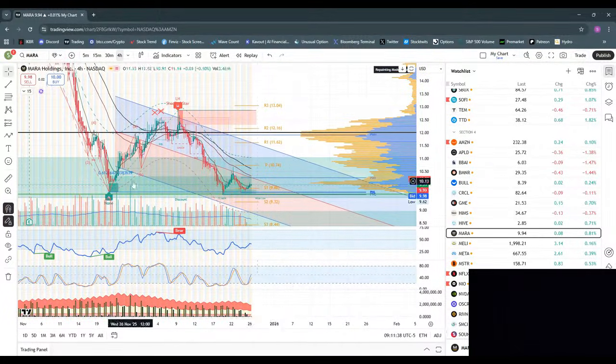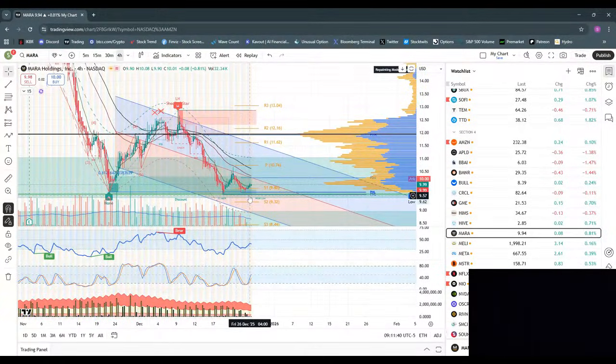Right from here, we have a multiple bottom, 1, 2, 3. The price is showing a bullish sign. As soon as it reclaims the 50 EMA, we'll be adding even more to our position.